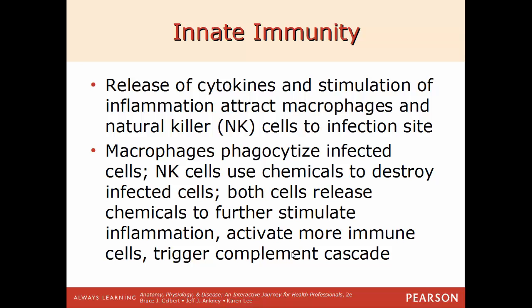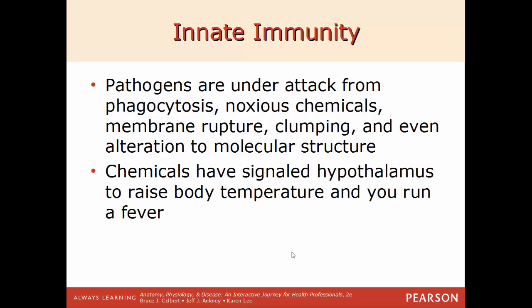These macrophages will phagocytize infected cells, and the natural killer cells will destroy infected cells with a chemical called perforin. Both of these cells will release chemicals that will further stimulate inflammation, which will further activate more immune cells, which will trigger the complement cascade. Now, the pathogens are under attack from phagocytosis, noxious chemicals, membrane ruptures, clumping, and even alteration to the molecular structure.